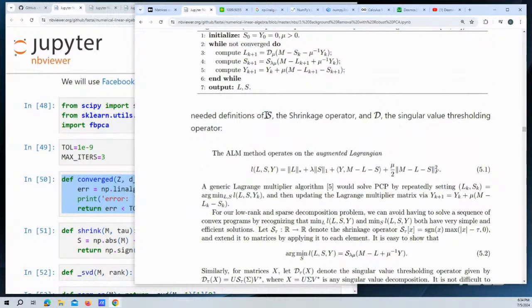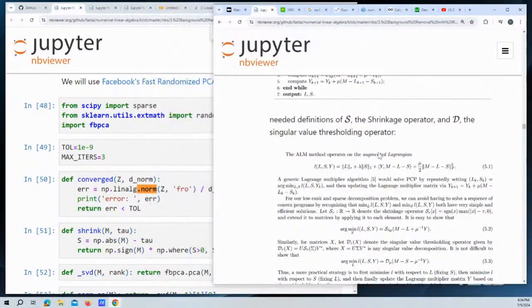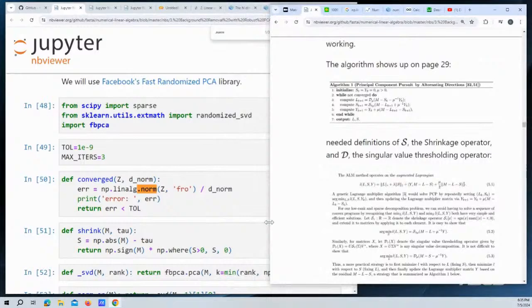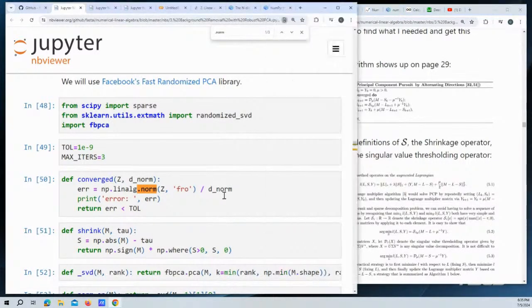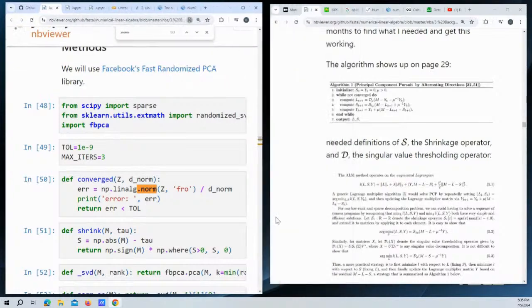So you have the shrinkage operator, which is this. And they say it operates on an augmented Lagrangian, which I don't know, Lagrangian, whatever that is. This is that. It's a multiplier algorithm. A generic Lagrange multiplier algorithm would solve PCP by, I keep making it smaller so I can see this, but I need to make this smaller so I can see that because I'm blind.